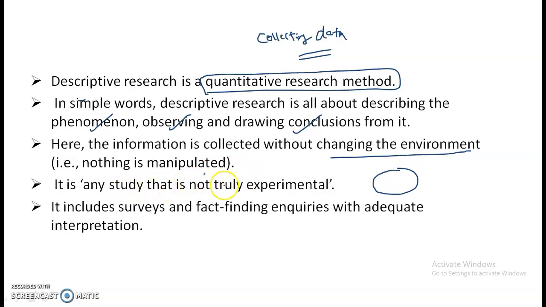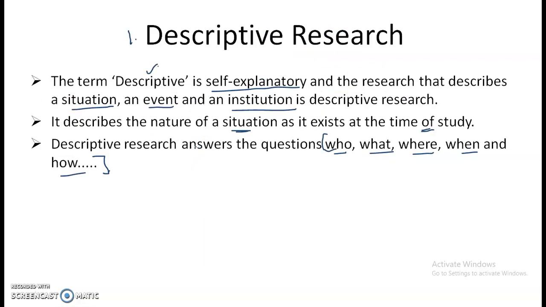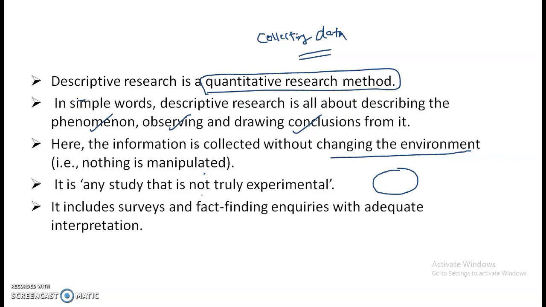So it is any study that is not truly experimental. I think you can understand that from this slide itself. Descriptive research is just one kind of explanatory type of research. If any situation happened, then when it happened, how it happened, where it happened. That means here we are not going to do any experiments. Based upon the collected data, we are coming to one conclusion. That's it. So it is not an experimental research.